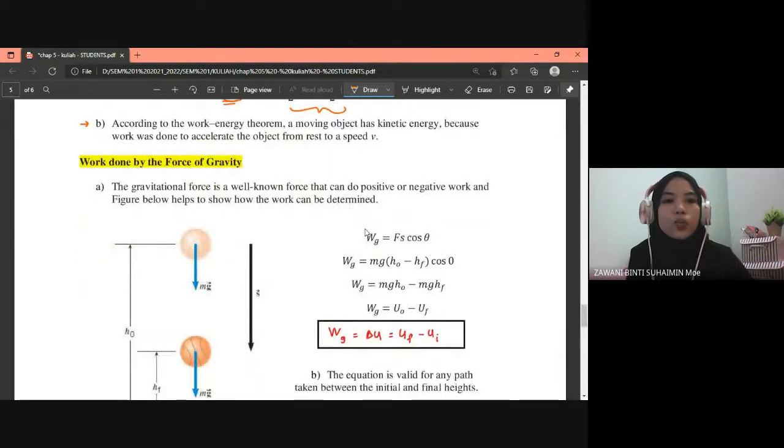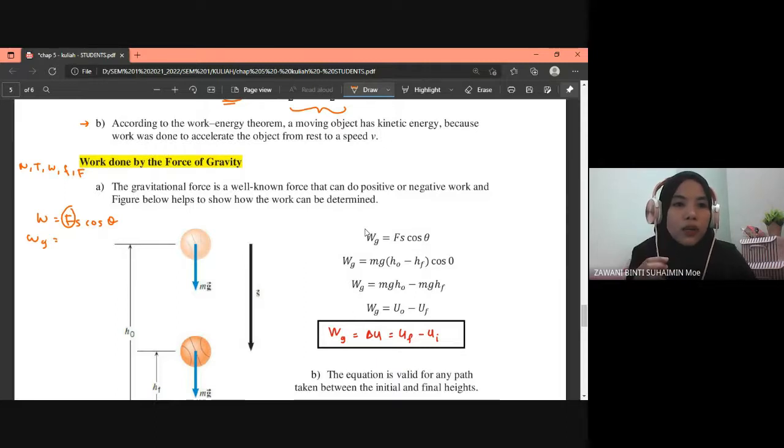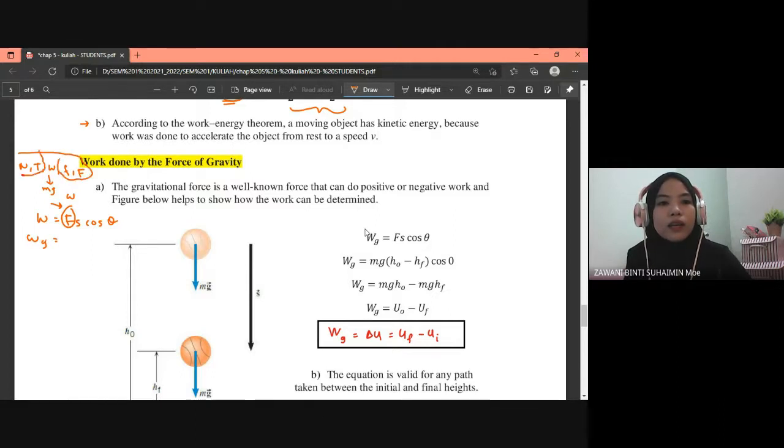So selepas tu kita ada work done by the force of the gravity. So maksudnya tadi kan kita ada work is equal to F s cos theta. So bila dia minta awak work done due to the gravity, so maksudnya force awak ni, antara kelima-lima force yang kita dah belajar iaitu normal force, tension, weight, and then we have friction dan external force. Force yang deal with gravity adalah weight kan, sebab formula dia adalah mg. So maksudnya force dekat sini kita akan fokuskan kepada weight. So equation force yang lain selain daripada weight ni tak valid untuk kita gunakan equation inilah yang kita akan belajar ni.